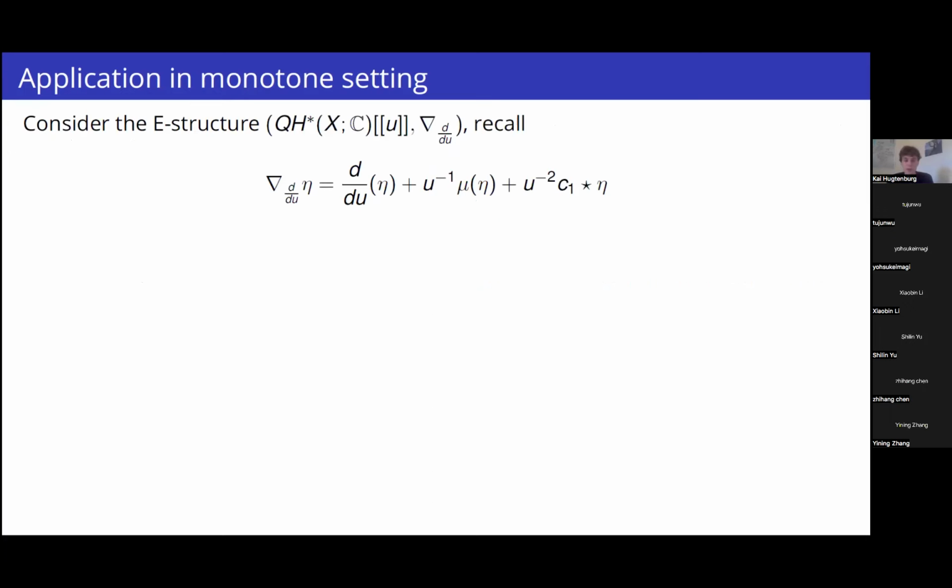And remember, what was the TEP structure on the quantum side is that the connection in the u direction is the important one for this. And that was just given by taking the derivative in the u direction, then u inverse times the grading operator, and then u to the -2 times quantum cup product by c_1.